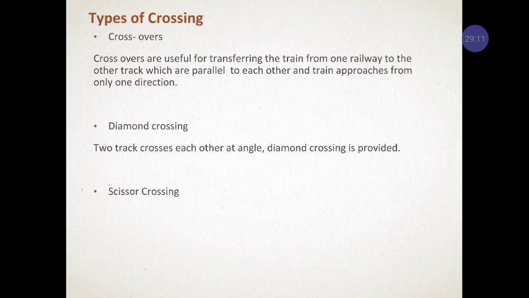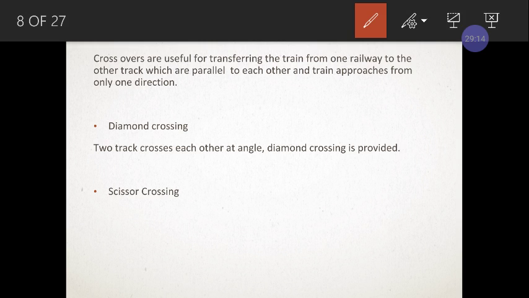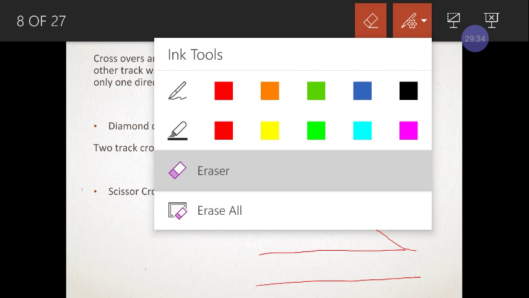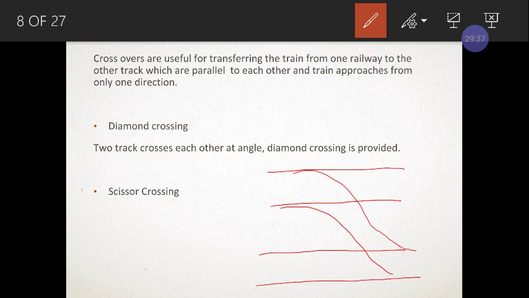Next is scissor one. I have not told you about the scissor, right? So we'll try to explain the scissor. There are two tracks moving parallel to each other. If I provide a branch like this, what type is it? It is the first one, that is crossover. If I provide another crossover which is overlying on the crossover first provided, like this.